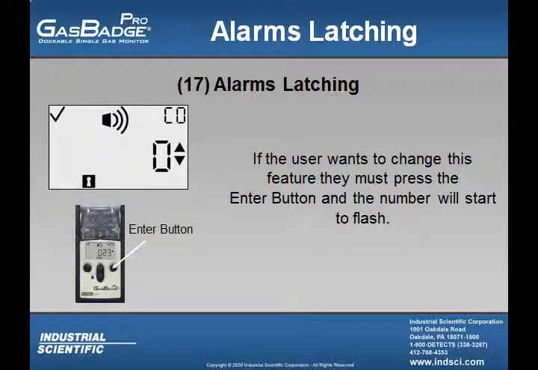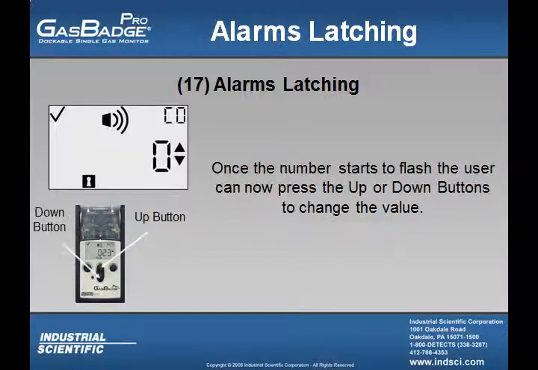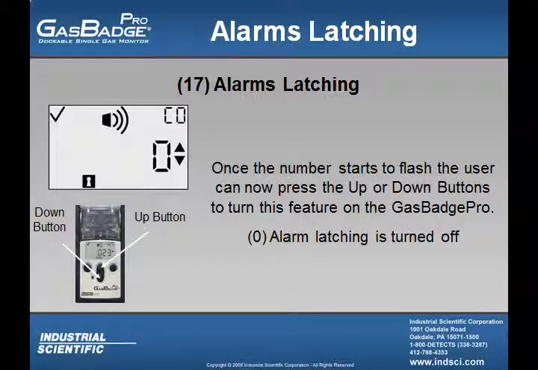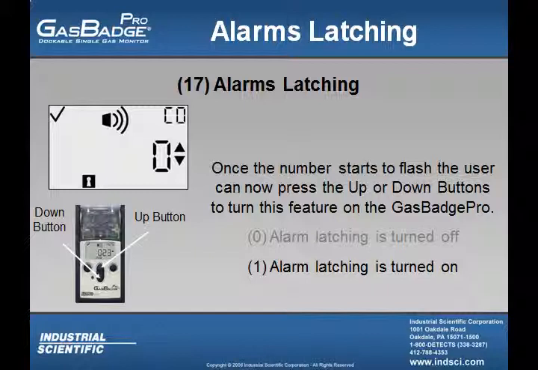If the user wants to change this feature, they must first press the enter button. After pressing the enter button, the numbers will begin to flash. With the number flashing, the user can now press either the up or down buttons to change this value. A 0 means the instrument's alarm latching is inactive. A 1 means the instrument's alarm latching is on.